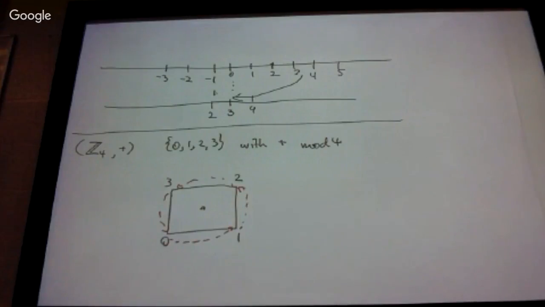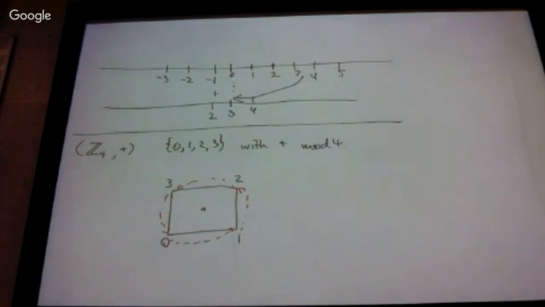What is interesting about these two groups is that, no, they're not the same.